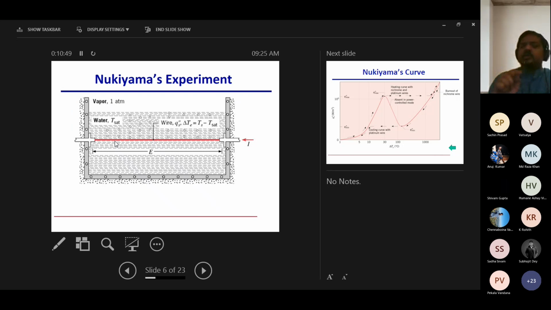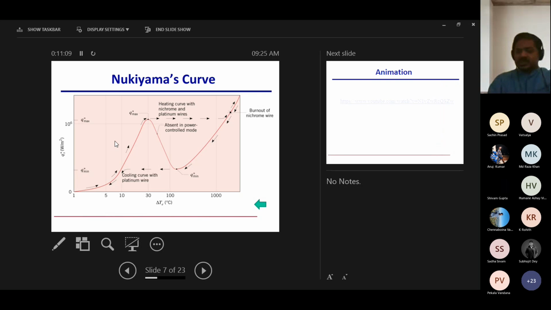Otherwise, attaching a thermocouple on a thin wire is not easy, and this wire has to be thin because the resistance has to be high. I don't want it to be a very good conductor. I want it to generate a lot of heat, right? So this was Nukiyama's experiment, and this is Nukiyama's curve.